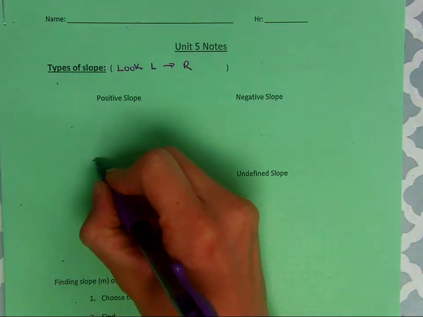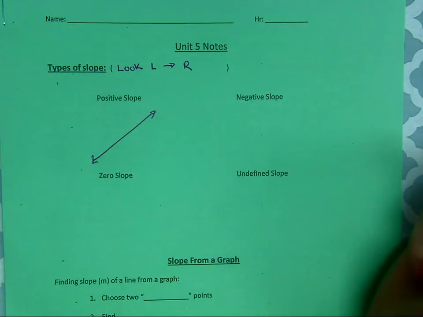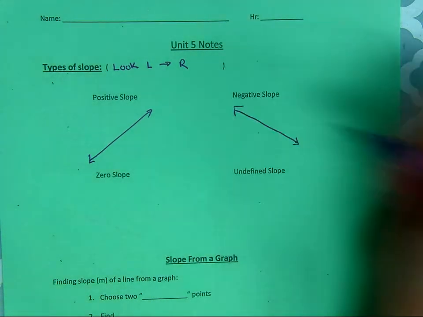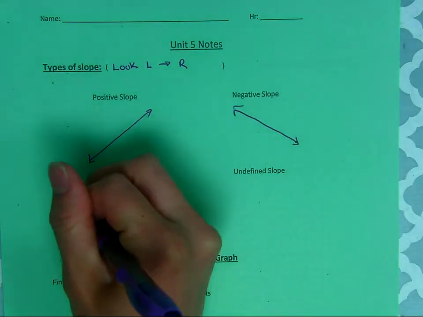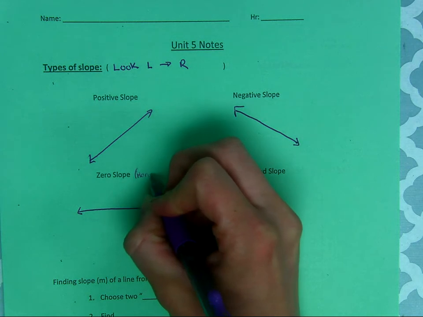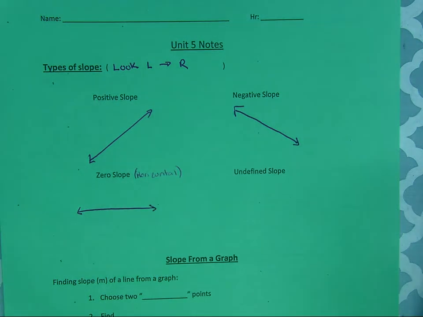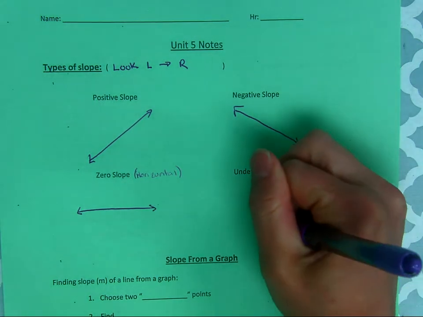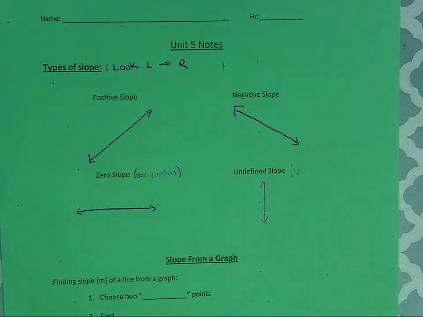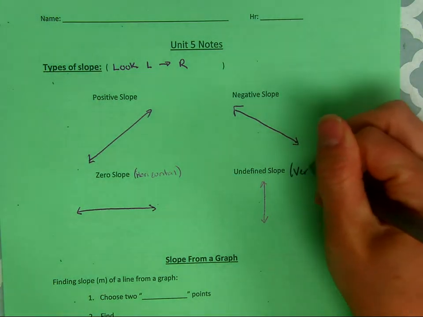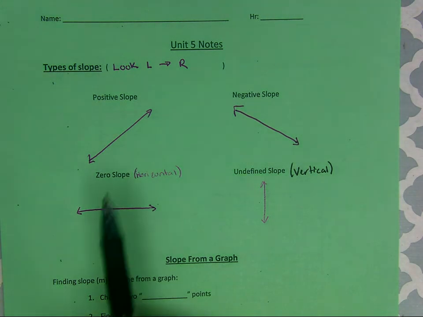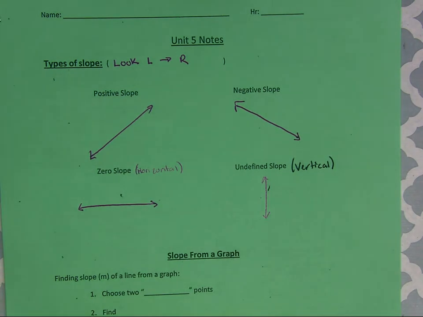So if I'm looking left to right, a positive slope increases. Left to right, a negative slope decreases, kind of goes down like that. And then we can have a zero slope, which is a straight horizontal line. And then we can have an undefined slope, which has no slant to it at all. This is just a vertical line, straight up and down. So 4 different types of slope: positive, negative, zero, undefined.